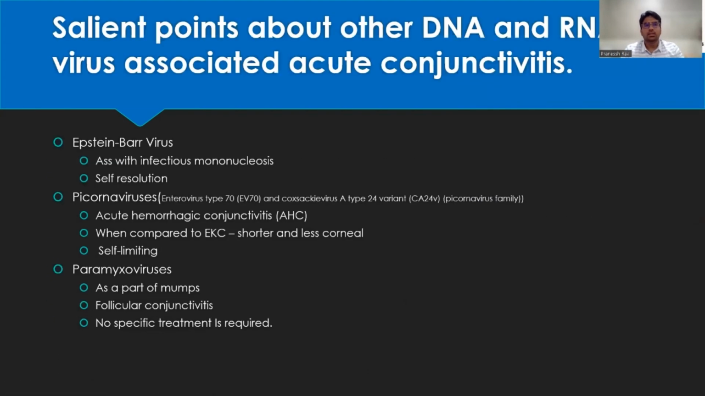Talking about other salient points in other DNA and RNA associated acute conjunctivitis, we'll start with Epstein-Barr virus. It is usually associated with infectious mononucleosis, and the disease is self-limiting. In Picornavirus, you have two types, enterovirus 70 and Coxsackie A24 variants, and they lead to acute hemorrhagic conjunctivitis. It is shorter and less corneal involving compared to EKC, and it is self-limiting. Paramyxoviruses, usually the conjunctivitis is follicular and occurs as a part of mumps, and no specific treatment is required.